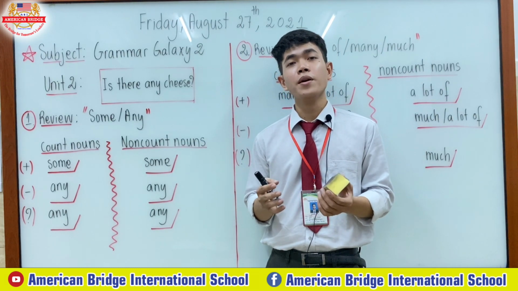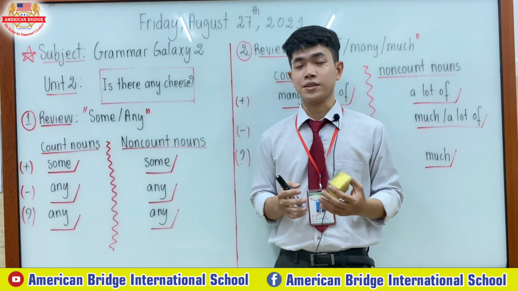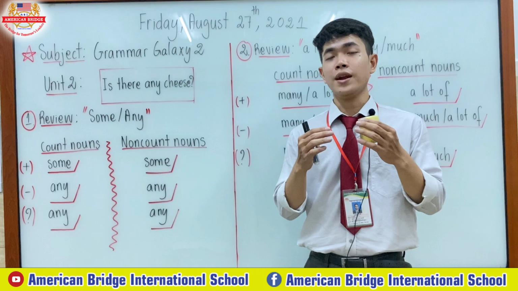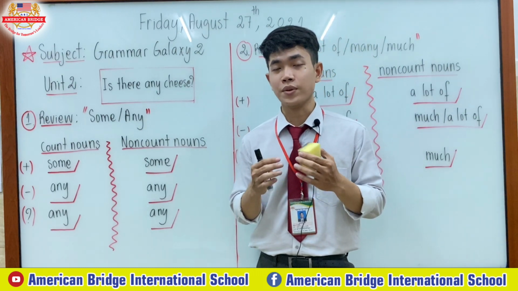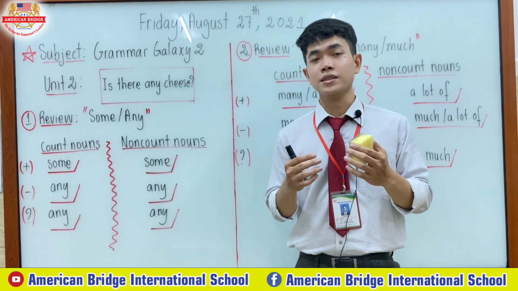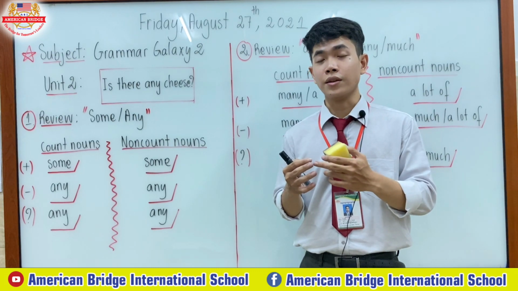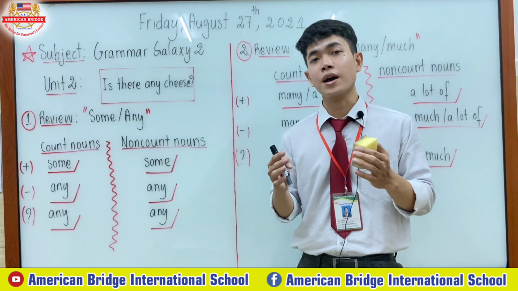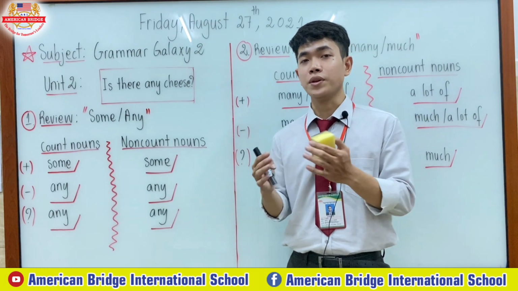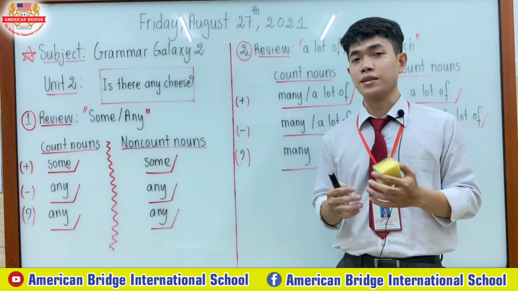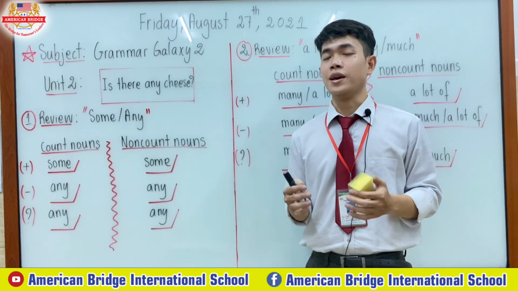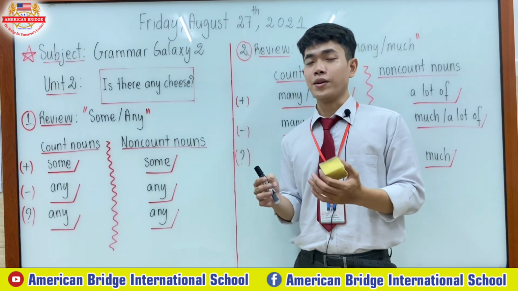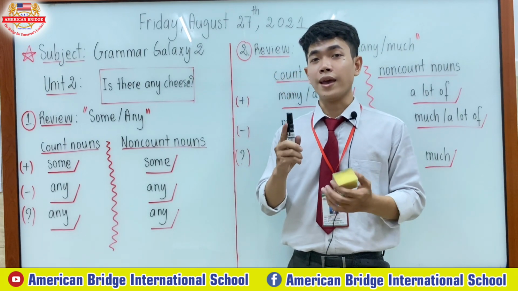Okay, now everyone, we are on our Grammar Galaxy 2, which is in the Unit 2, right? In Unit 2, there are some grammar items that you have already studied, such as some, any, a lot of, much, and many, right? Today we are going to review all of this again, because I think some of you maybe forgot about the lesson. So today we are going to work on review 1 and review 2.